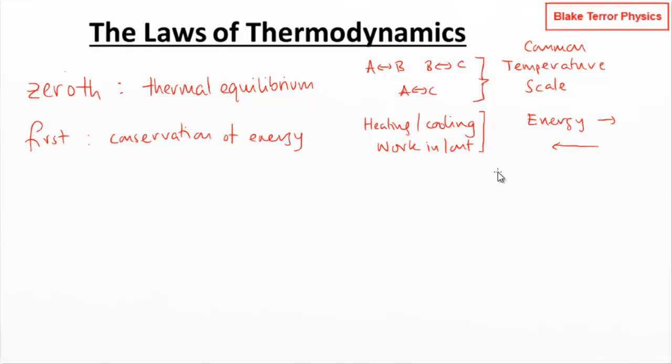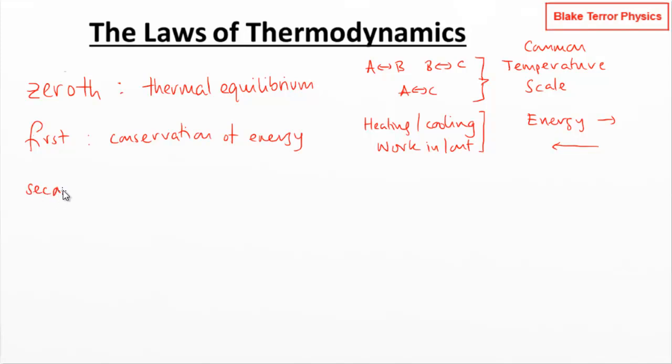We can heat something up and do work on it in order to increase its internal energy, and then we can reverse the process, go back to exactly the same starting state that it was in, and recoup the same amount of energy. So we've got two sides of that first law of thermodynamics.